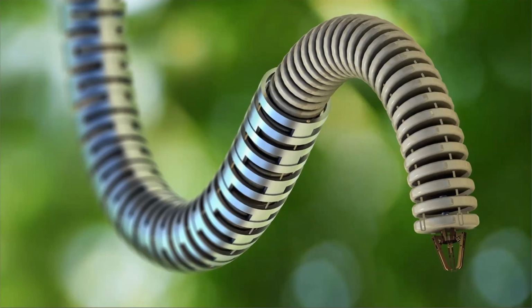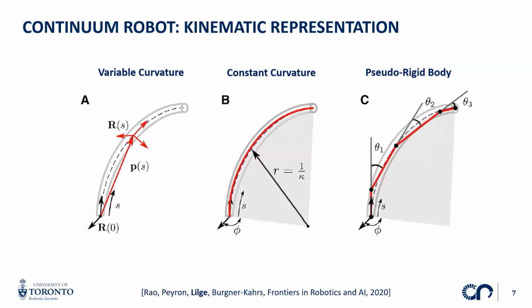I have my rigid links and my discrete joints, and I can use simple geometric relations to describe them. But for continuum robots, I have this continuous shape and center line. So it's not necessarily as easy to find a good representation of this robot. So I just want to talk about some different options for how I can describe the shape of a continuum robot. In the literature, there are a couple of so-called kinematic representations that have been proposed. And on this slide, I just show three of the most common ones.